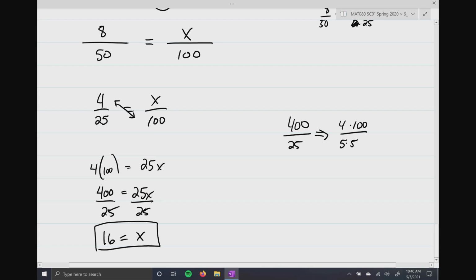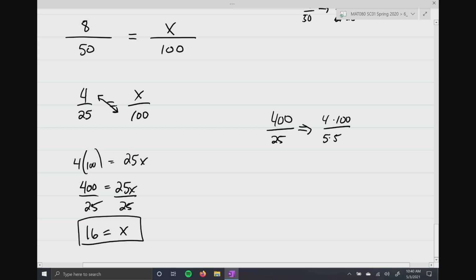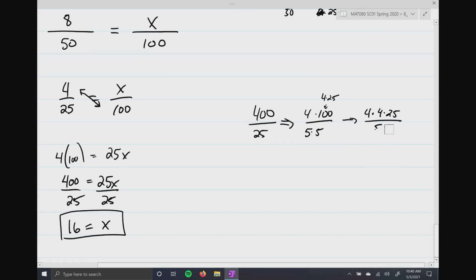All right, so 400 is really 4 times 100. 25 is 5 times 5, and all I did was break this down even further. I know 100 is 4 times 25. So if I would have just left this as 25, you can see that the 25s reduce, and you're left with 4 times 4, which is 16.